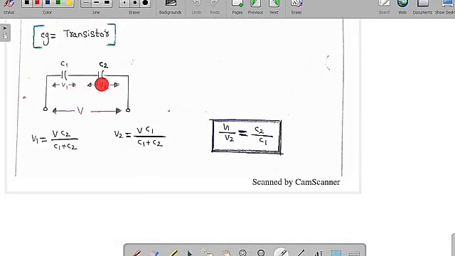Suppose two capacitors are connected in series, and we apply a supply voltage source of V. The voltage drop across C1 is V1 and the voltage drop across C2 is V2. I already told you that these two are in series, so the net capacitance is equal to C1 C2 by C1 plus C2. And if you want to know V1, by applying the voltage division principle, V1 is equal to V into C2 by C1 plus C2, whereas V2 is equal to V into C1 by C1 plus C2. If you do the division of V1 by V2, we get C2 by C1, and if you do the cross multiplication, we get C1 V1 is equal to C2 V2, because the charge remains the same in a series circuit. So charge is constant, meaning C1 V1 is equal to C2 V2.